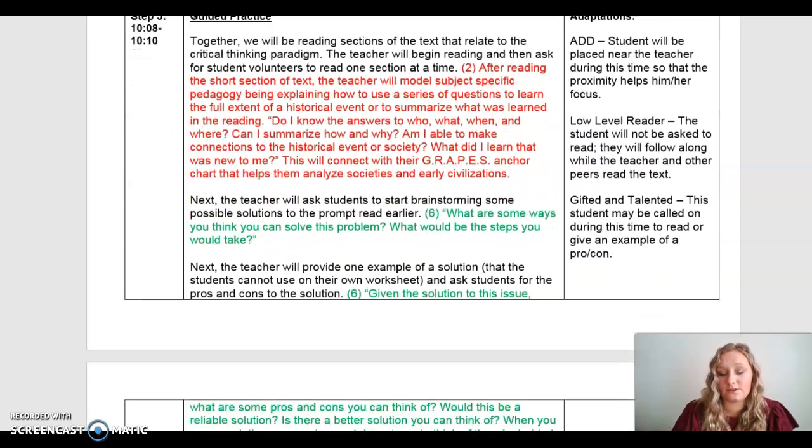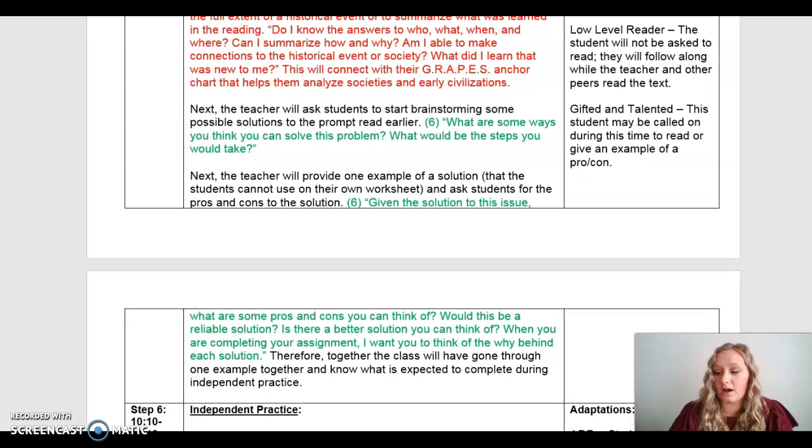And then moving down, so we have some more questions to promote higher order thinking. So I'm going to have students brainstorm possible solutions to the prompt on their critical thinking paradigm. So what are some ways you think you can solve this problem? What would be the steps you would take? And then given the solution to this issue, what are some pros and cons you can think of? Would this be a reliable solution? Is there a better solution you can think of?